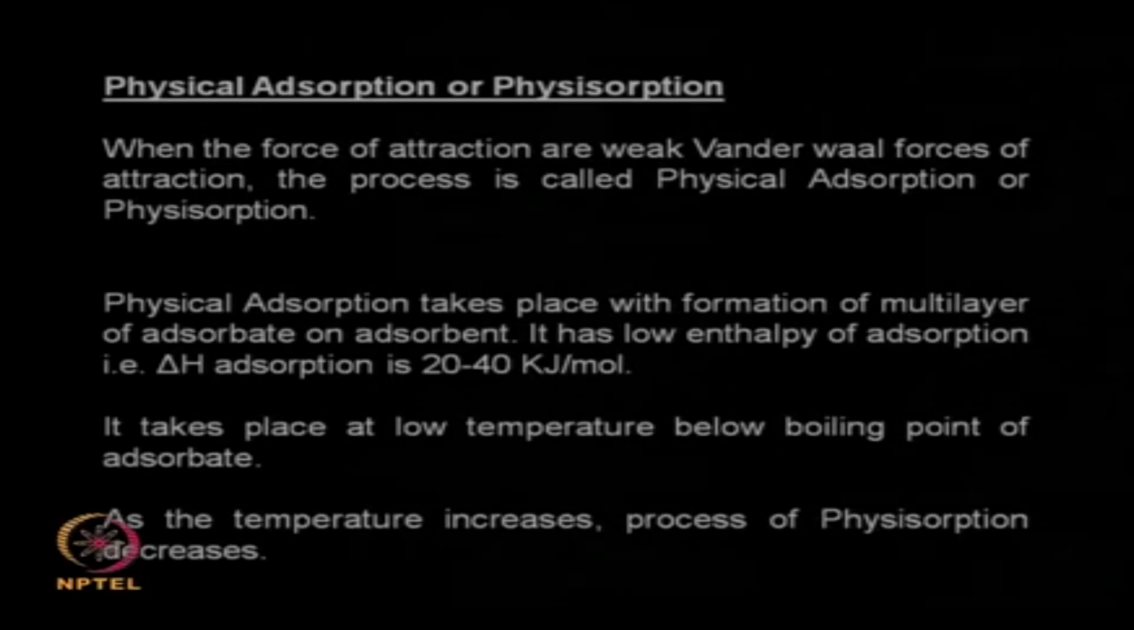You will form a multilayer of adsorbate on the adsorbent, that means you will have one layer of the adsorbate and you can also have another layer on top of it, and so on. It generally happens at low temperature, below the boiling point of the adsorbate, and as the temperature increases the process of physisorption goes down. As you keep raising the temperature and nearing the boiling point, the physisorption keeps going down, and that is the time when chemisorption happens.